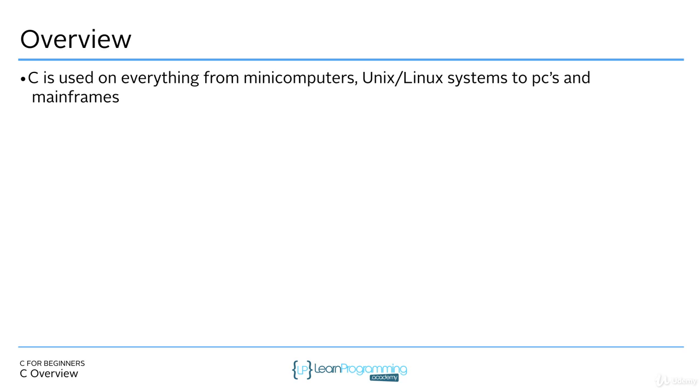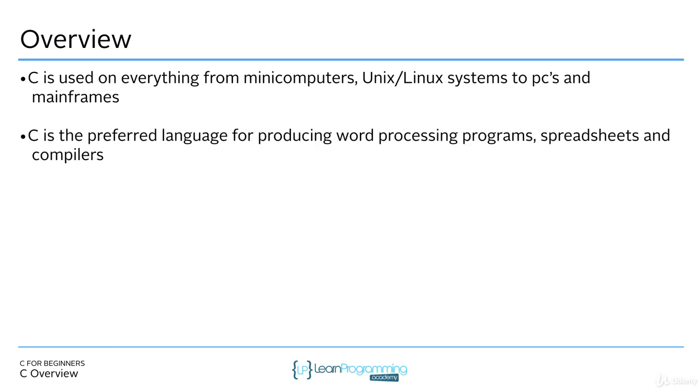It's used on everything from minicomputers, different operating systems, mainframes. Like I said, it's widely used, so very useful to learn. It's the preferred language for producing word processing programs, spreadsheets, and compilers. A lot of compilers are written in C. We understood what the term compiler means from our last lecture. This is a reminder: this is what takes the source code and translates it to those instruction sets. So you can actually write a compiler, which is just a program, in the C language.